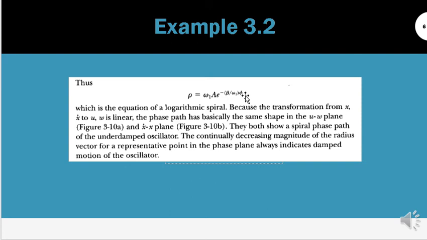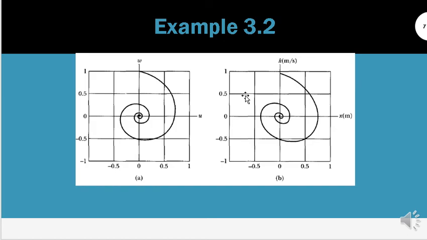The continually decreasing magnitude of the radius vector of the representative point in the phase plane always indicates a damped motion of the oscillator.